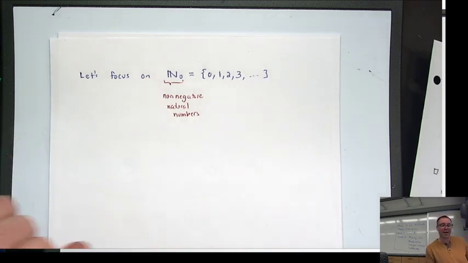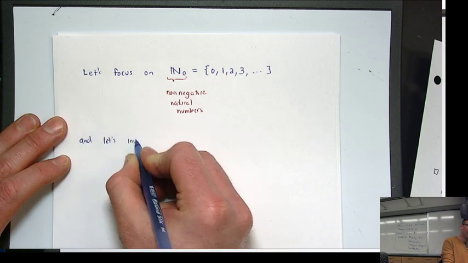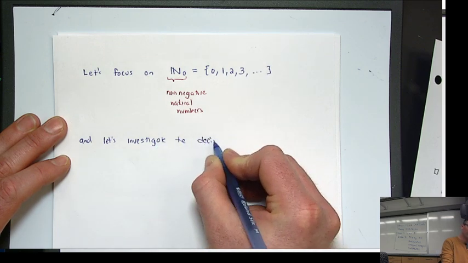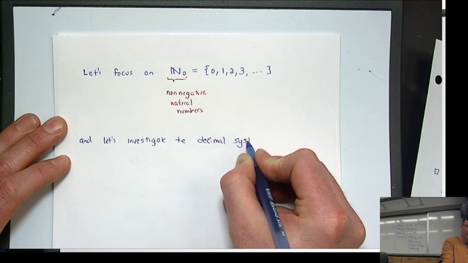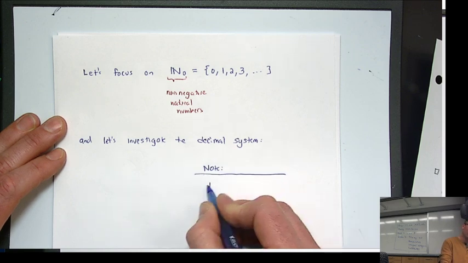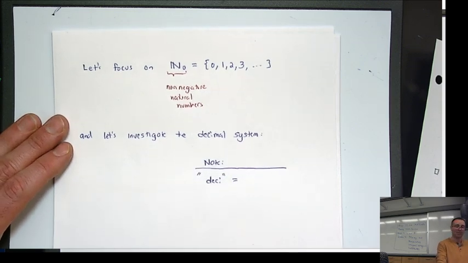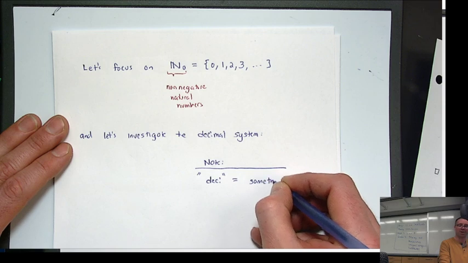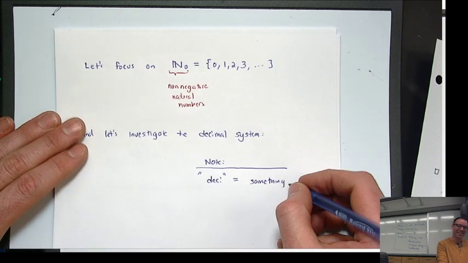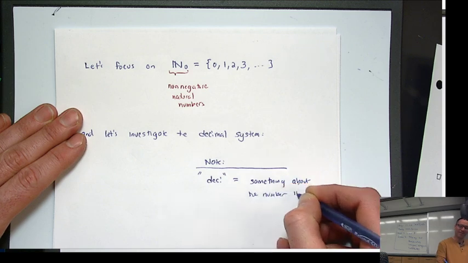Okay, so we're going to focus on the non-negative natural numbers, and let's investigate the decimal system. I need a quick reminder. Deci, what the heck does that mean? Something about 10. That was one of the most articulate and concise sentences I've heard this morning. Very nicely done, Nick. Something about the number 10.